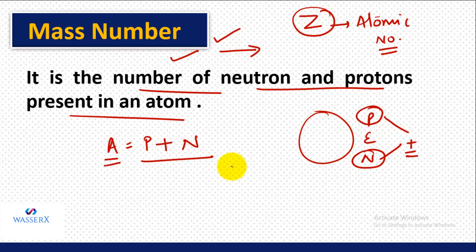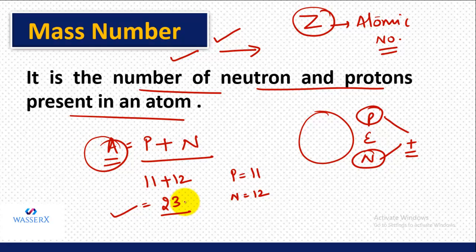For example, if I say that certain element has, let's say, 11 protons and 12 neutrons, and I need to know its mass number. So what I'm going to do is, I'm going to add these numbers and we'll get 23 as an answer. That is the mass number. For this taken example it will be 23. So likewise, you can find the mass numbers for different elements.